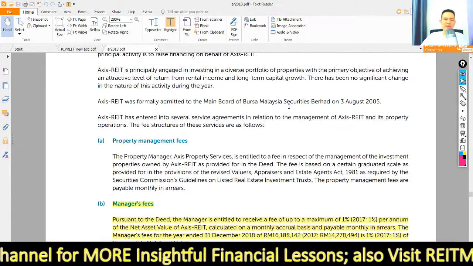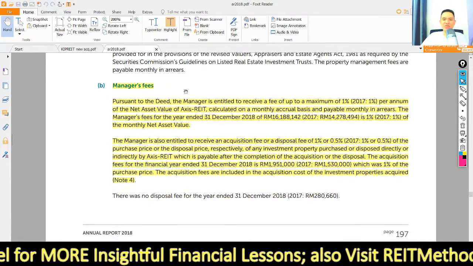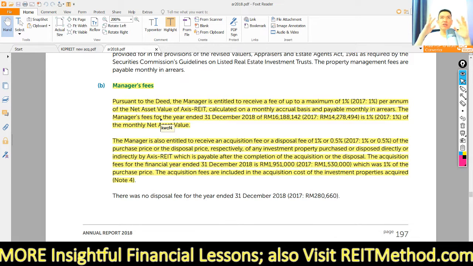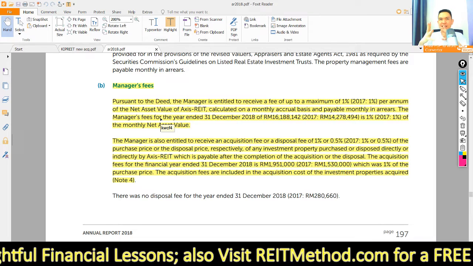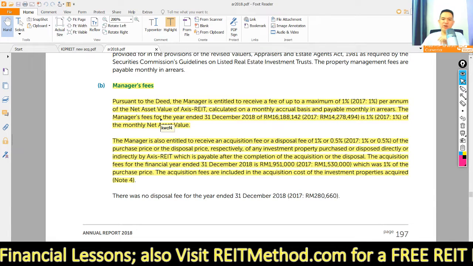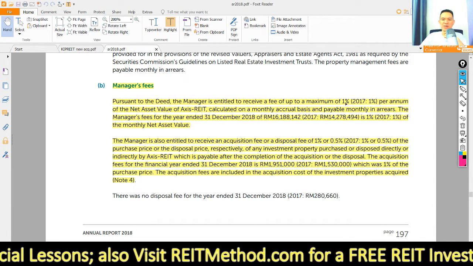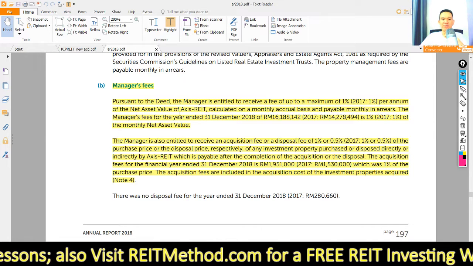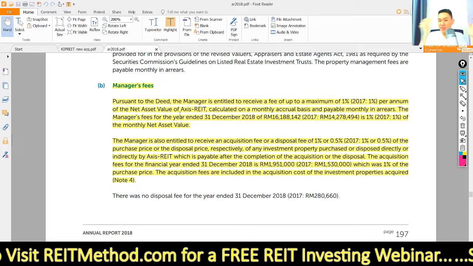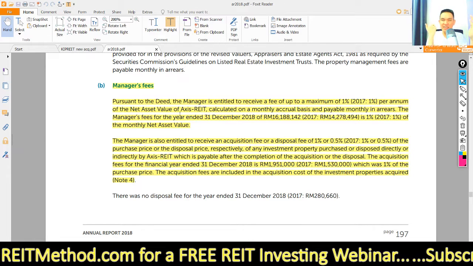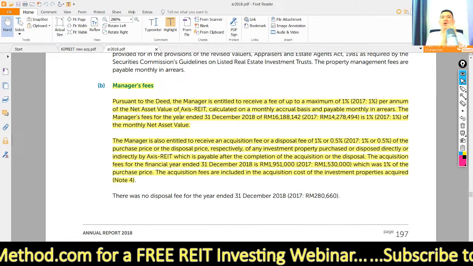Okay, page 219. What I have over here is the manager fee, right? Now a REIT manager, like a property manager, charges a fee based on the total asset under management, total property asset. For example, AXIS REIT charges up to 1% per annum. So when they acquire new property, it also benefits them. It's actually an interest alignment, right? They get paid more for acquiring new property.